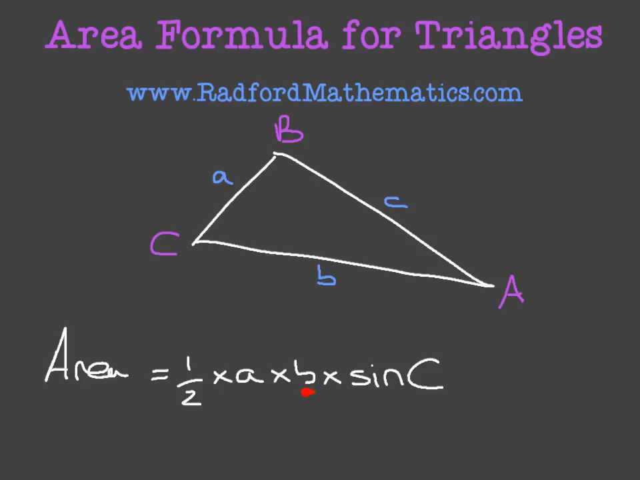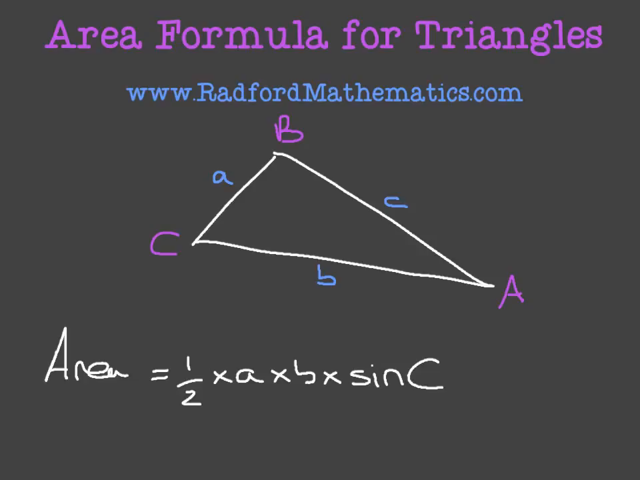Looking at these two side lengths, A and B, and this angle C, what's important in this formula is to realize that to calculate the area of a triangle, what we need are two side lengths, A and B here, and the angle which is in between them, so the angle C. In other words, what this area formula actually says to us is that the area is equal to 1/2 of one side length times another side length times the sine of the angle in between them. I'll say that again. The area of a triangle is equal to 1/2 times one side length times another side length times the sine of the angle in between them.